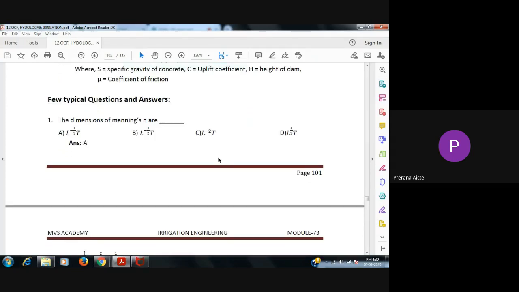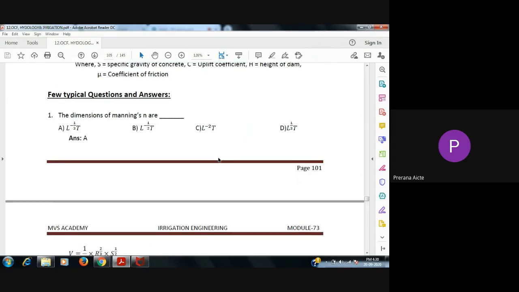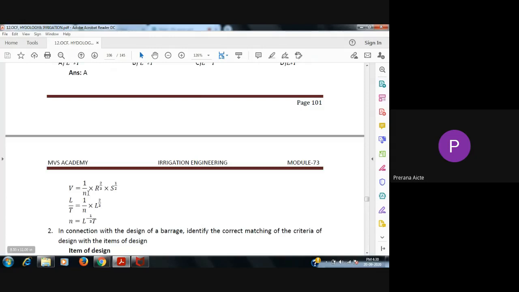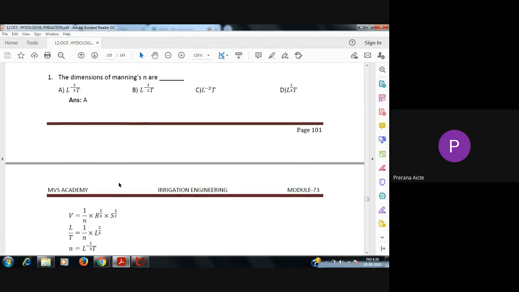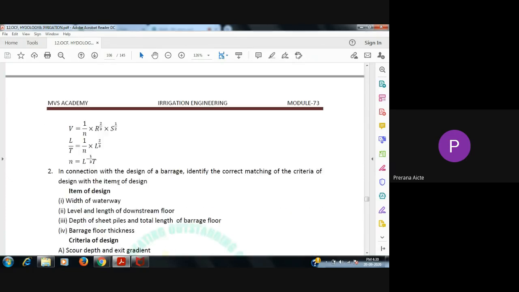See some questions. The dimensions of Manning's n. Though it is a constant, it has dimensions. How is that? Let us see. V = (1/n) R^(2/3) S^(1/2). What is V? Velocity, distance by time, L/T = (1/n) into R, in meters, because hydraulic radius R = A/P, so L^(2/3). S is bed slope, so no units. So you get n = L^(1/3)·T. That is what it is asking here, right? The answer is A.